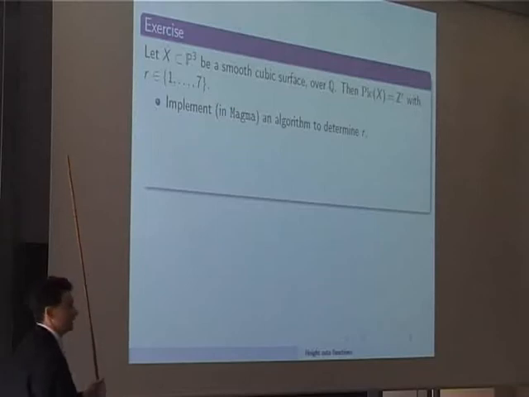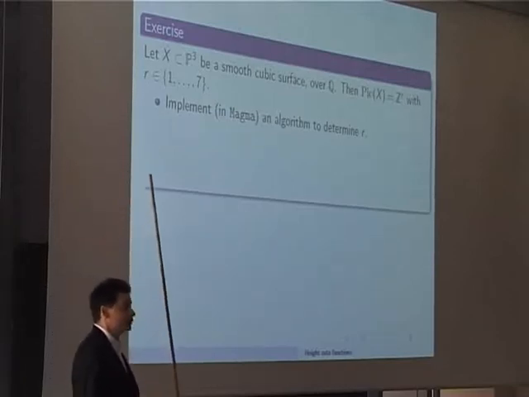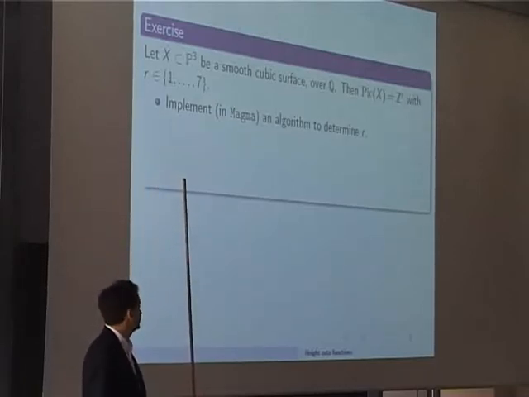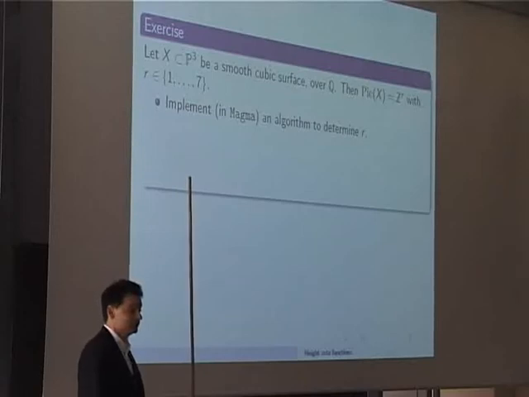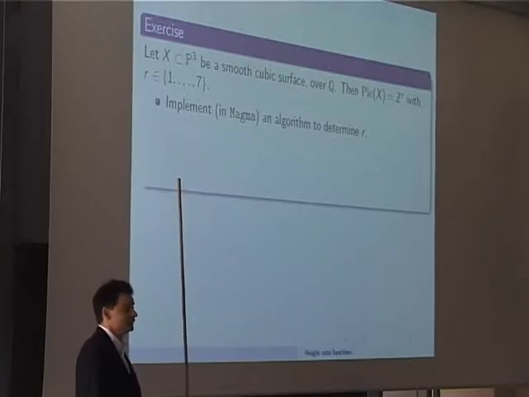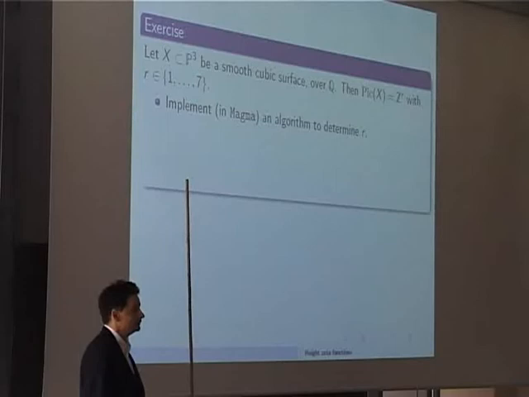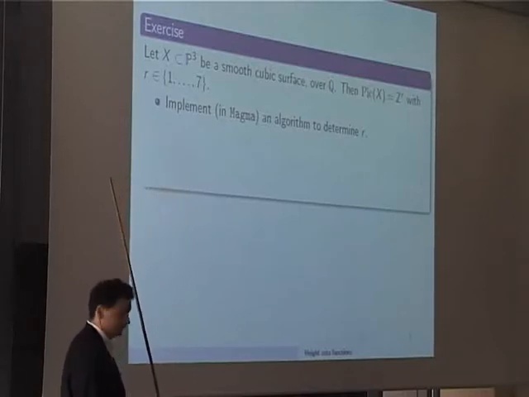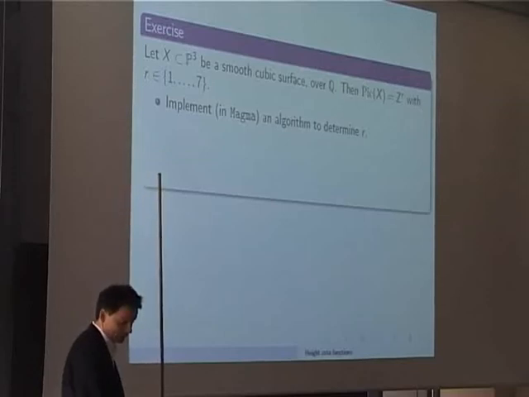Okay? So you're given a cubic surface, some homogeneous equation, 4 variables, degree 3. How do you determine this rank, r? It's doable. I know how to do it in principle, but it would be nice to have a routine in Magma doing this reliably. So that's one of the exercises.